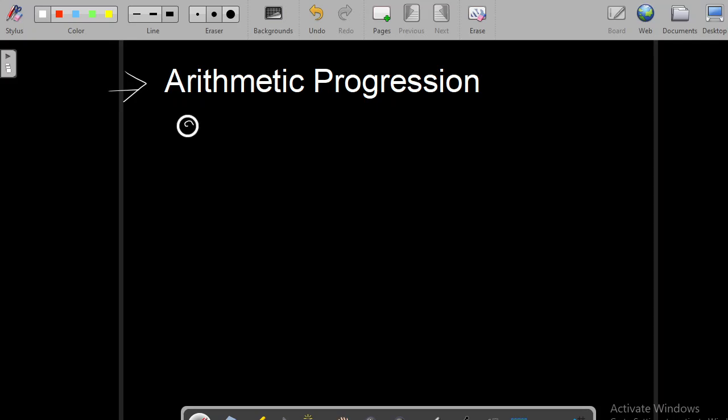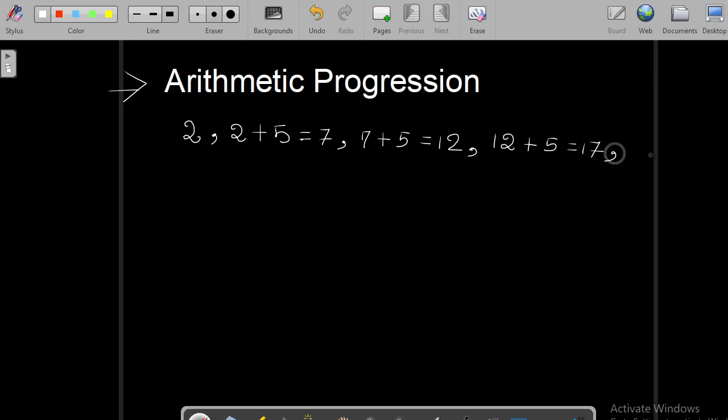Take for example, let us take a number 2. Now, if we keep on adding a constant number to this term, let us add 5 to each of the terms. So it becomes 7. Now, I again add 5 to this preceding term and I get 12. I again add 5 to the last term and I get 17. And I continue, and I get 17 plus 5, which equals 22, and so on.